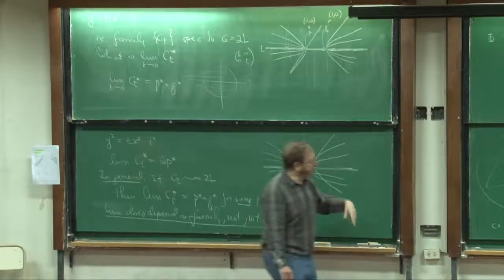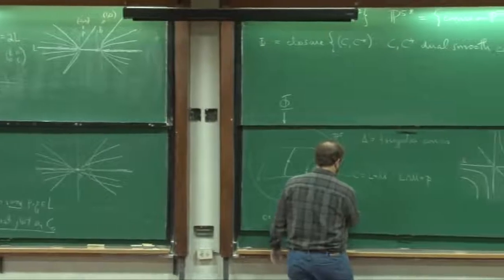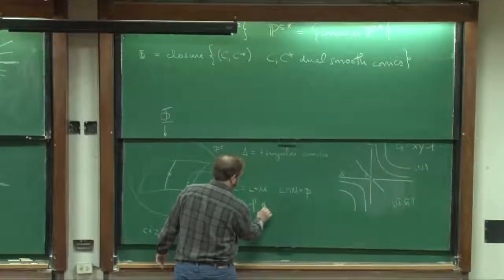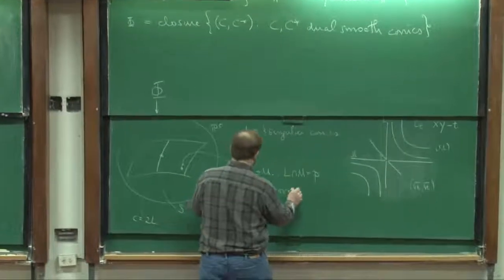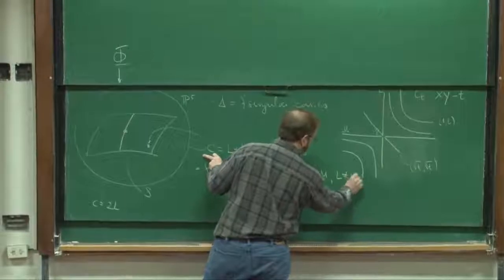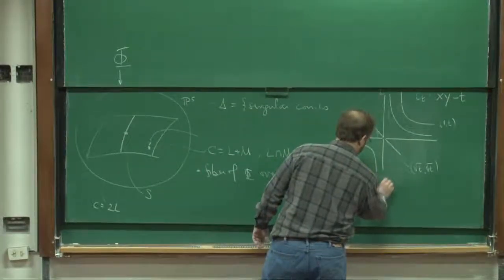So let me write that down here. The fiber of phi, so what we've just seen is that the fiber of phi over a point of the form L plus n, where L is not equal to n, is unique. It's a single point.